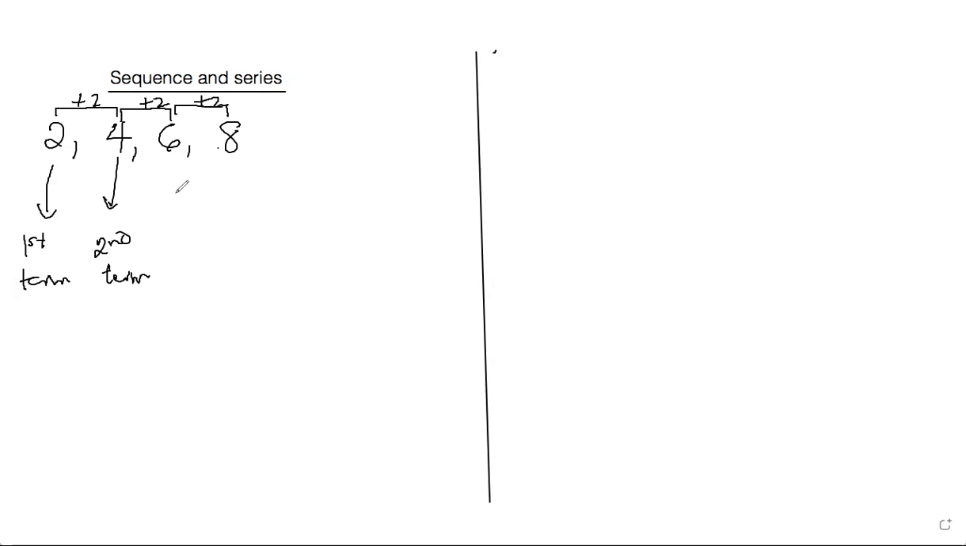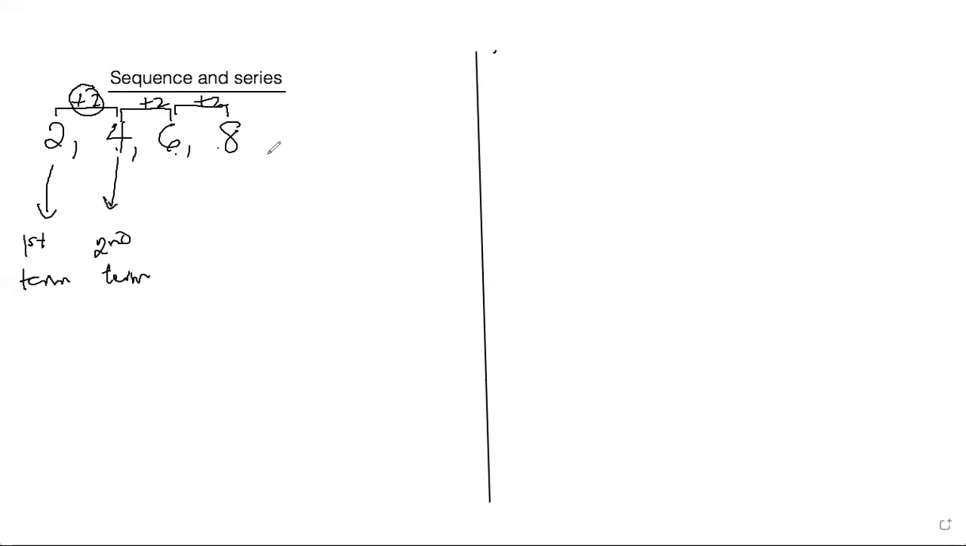So in this kind of sequence, there's a common difference. You can see that the difference between the second and the first is the same as the difference between the third and the second, and is the same as the difference between the fourth and the third. So it's constant. Because that difference is constant, we say that this kind of sequence is called an arithmetic progression. We'll talk more about arithmetic progression in a minute.